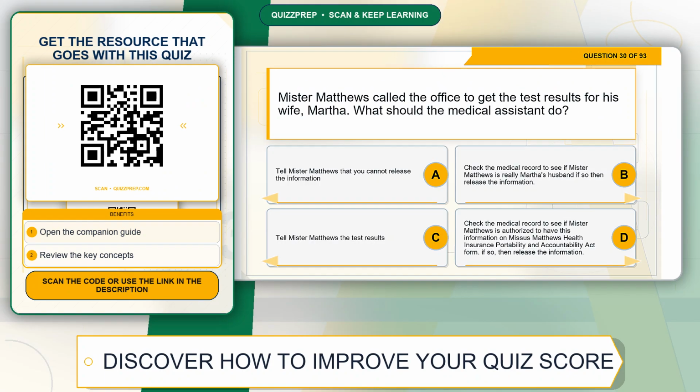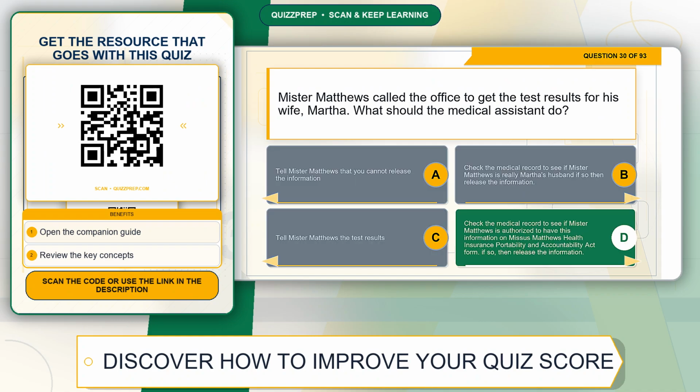Question 30. Mr. Matthews called the office to get the test results for his wife, Martha. What should the medical assistant do? Option A, tell Mr. Matthews that you cannot release the information. Option B, check the medical record to see if Mr. Matthews is really Martha's husband, if so then release the information. Option C, tell Mr. Matthews the test results. Option D, check the medical record to see if Mr. Matthews is authorized to have this information on Mrs. Matthews' Health Insurance Portability and Accountability Act form. If so, then release the information.